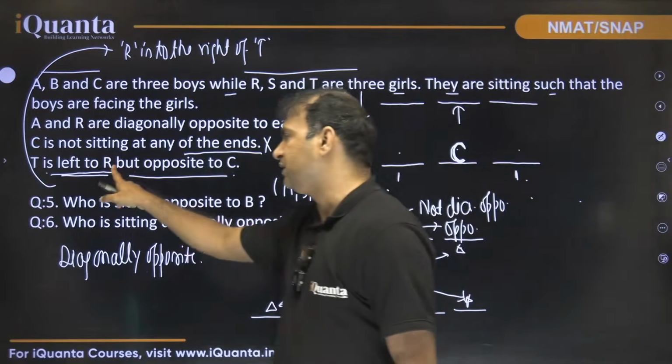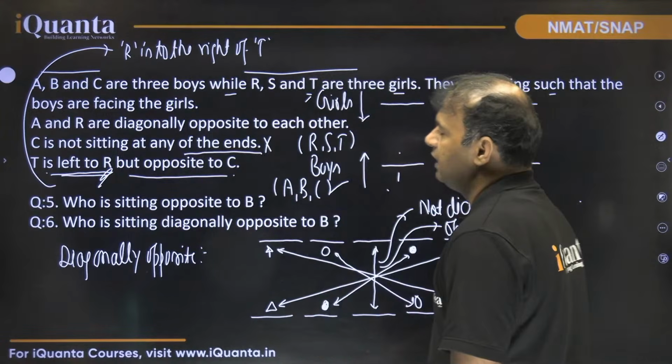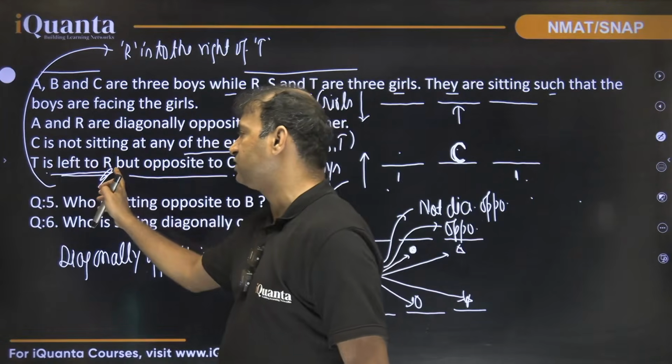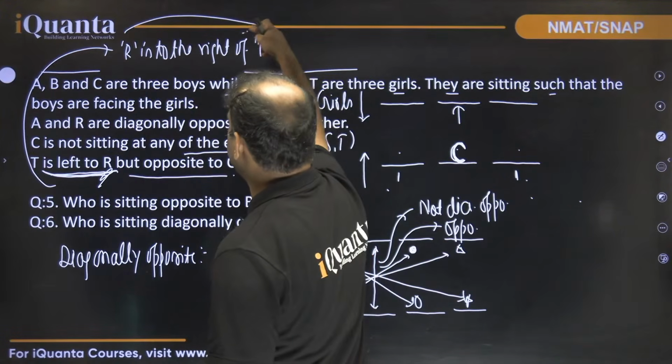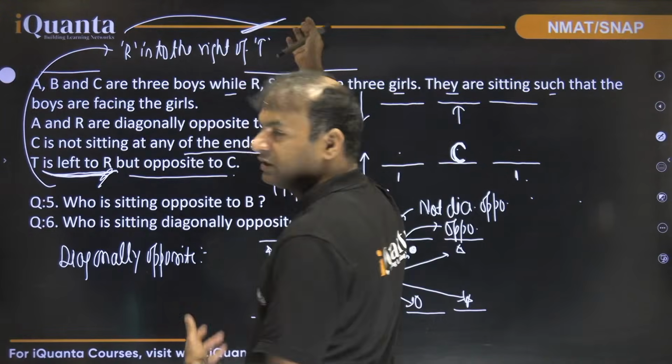We do not know the place of R right now. We know the place of T. And this information is with respect to R. So we change the information to make it with respect to T. Now we made this information with respect to T.